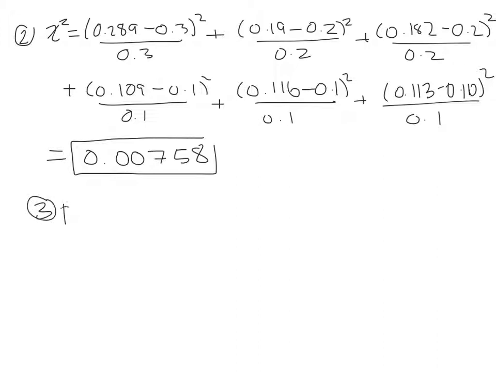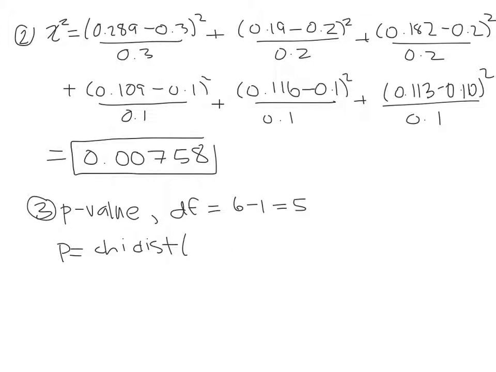So find the p-value. The degrees of freedom is 6 minus 1, or 5. And in Excel, you get p equals CHISQ.DIST.RT. You put in your chi-square statistic, 0.00758. You put in your degrees of freedom, which is 5. And you get, this is 1. Wow. So in that case, because your p-value is definitely not less than 0.05, you do not reject H naught.